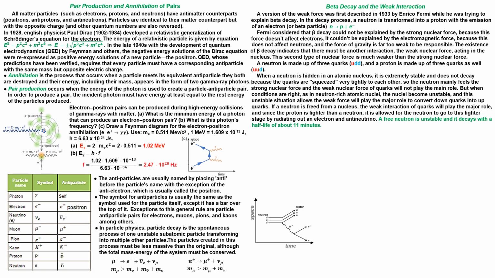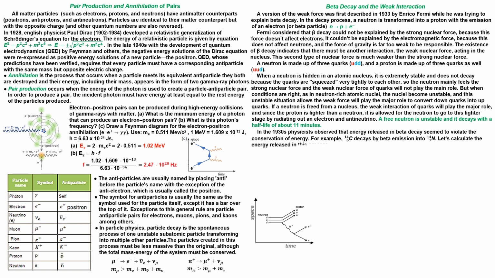Well, now you must be wondering, where does the neutrino fit into this history? In the 1930s, physicists observed that energy released in beta decay seemed to violate the conservation of energy. For example, carbon-14 decays by beta emission into nitrogen-14. Let's calculate how much energy is released in this process. To calculate the energy released, we must find the mass difference before and after decay. Pay attention.